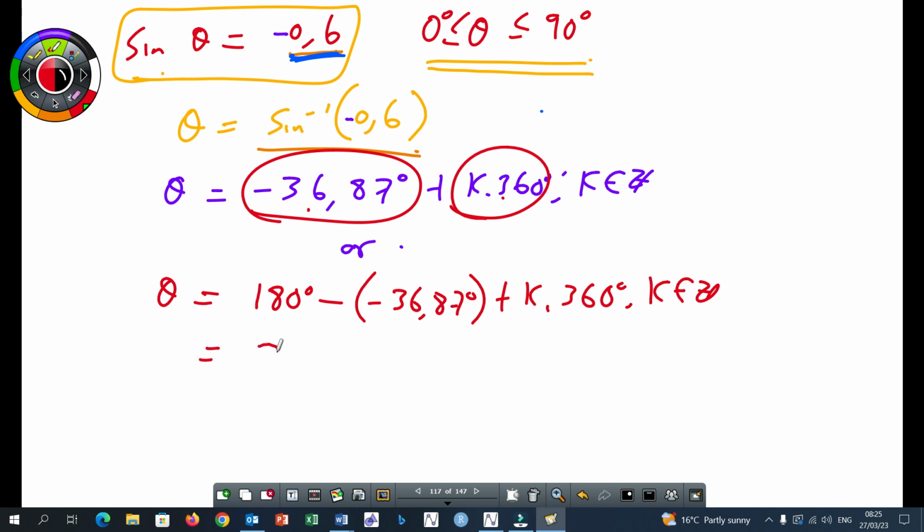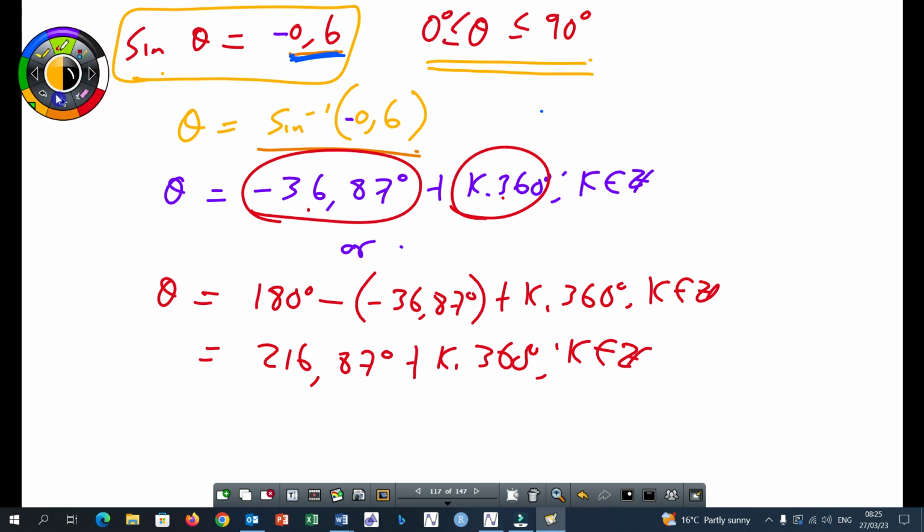Okay, so this will give us 216.87 degrees plus k times 360 degrees. There is no rule which says your general solution must have this part with a positive angle. No, that's wrong. Because this k times 360 caters for all solutions that are positive or negative.